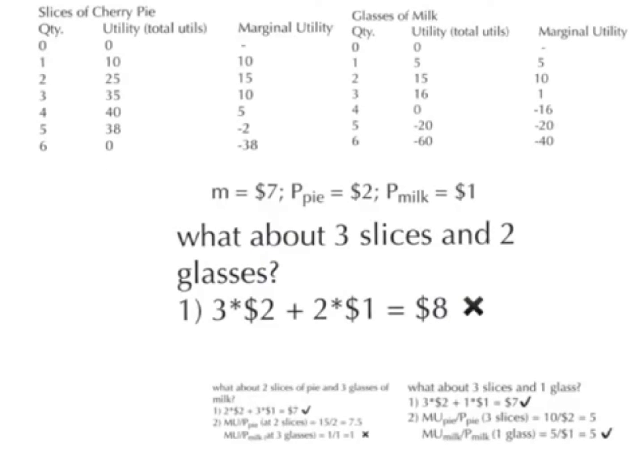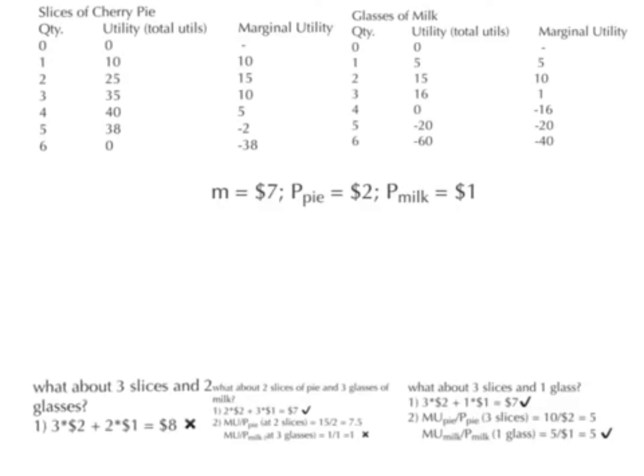So, very quickly, at 3 slices of pie and 2 glasses of milk, we find out we can't afford it. So we can get rid of that. All right. So clearly, in that example, we're consuming too much.